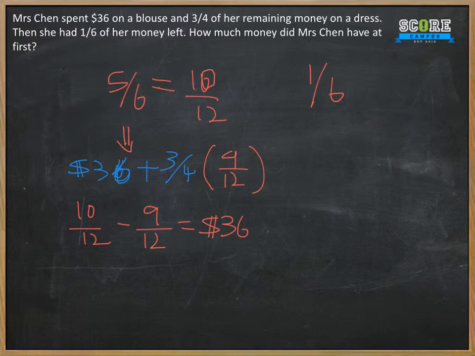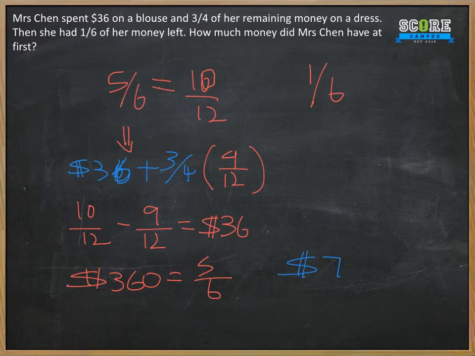Right? So if 1 unit equals $36, 10 units equals $360, which is what 5/6 is represented by. Now on the other side, you got 1/6. The question becomes what she had at first. So if 5 units equals 360, 1 unit equals 72, right? $72. That's what 1 unit equals.